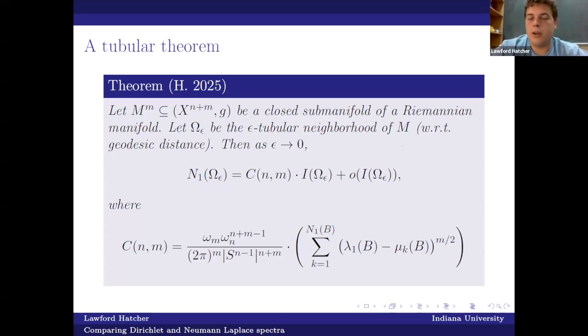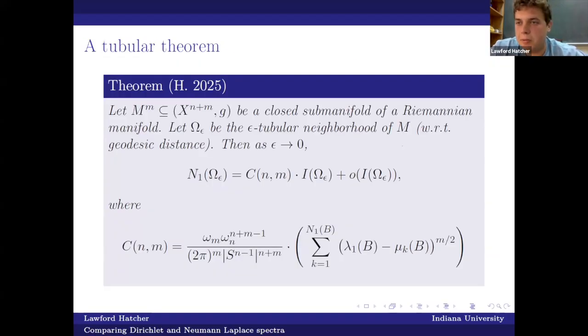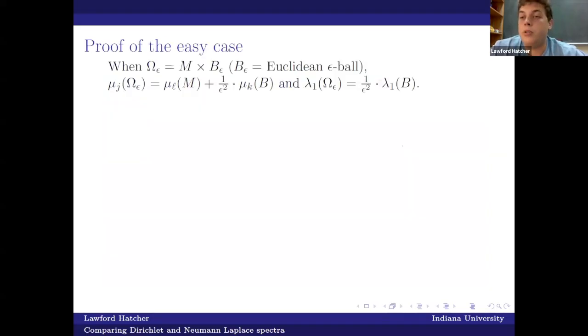So I'm going to end by giving a sketch of a very easy case of the theorem. In general, this epsilon tubular neighborhood is like a fiber bundle over M, which is kind of a complicated and annoying thing to work with. But the way the proof works is you start by proving the trivial case and build your way up from there. So I'm just going to talk about the trivial case. I'm not going to talk about how to get to the whole theorem from there.